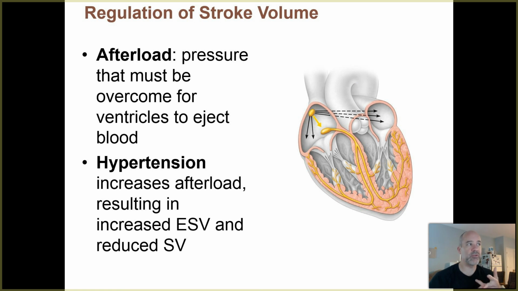Another thing that regulates your stroke volume, the third thing, is called afterload. Afterload refers to the pressure in the pulmonary trunk and the aorta that has to be overcome in order for the ventricles to be able to squeeze blood up into those vessels. Generally when you talk about this, it's really the aorta that's of most concern. This one over here is your aorta, because the pressure is going to be quite a bit greater in there than in the pulmonary trunk, which is taking blood out to the lungs.